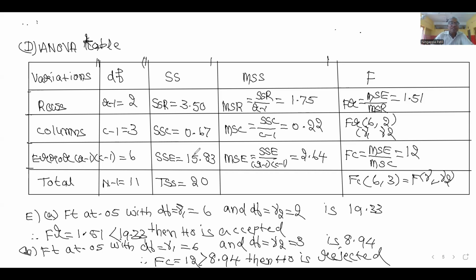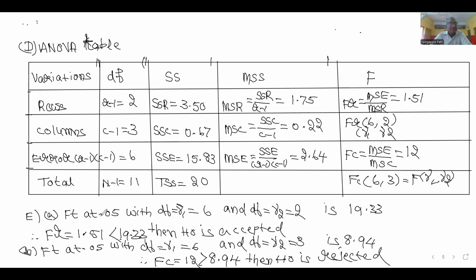I will tell you how to get these values in the calculator, don't worry. Then MSS: MSR equals SSR divided by R minus 1, that is, divided by 2. MSC equals SSC divided by C minus 1. And MSE equals SSE divided by R minus 1 into C minus 1, that is, SSE divided by 6. I will give you this. And F equal to, I will tell you, don't worry.